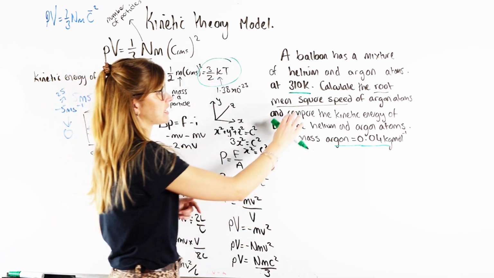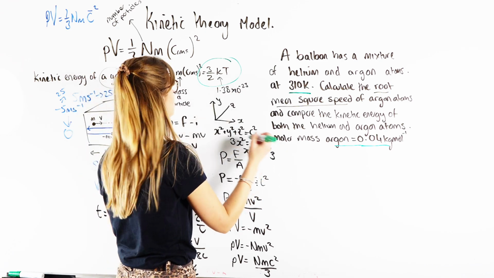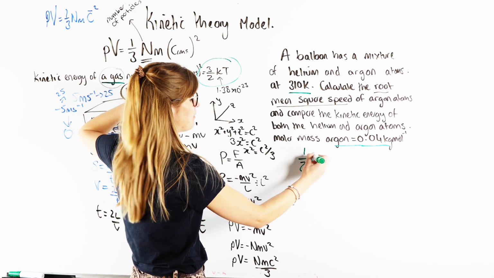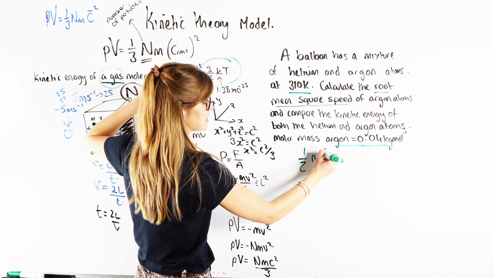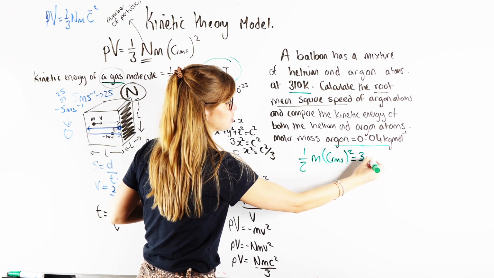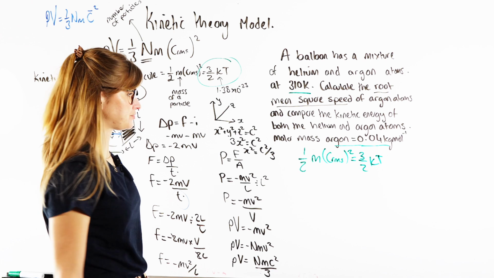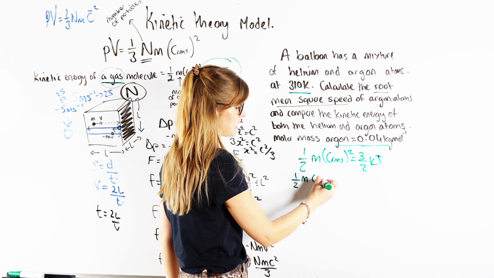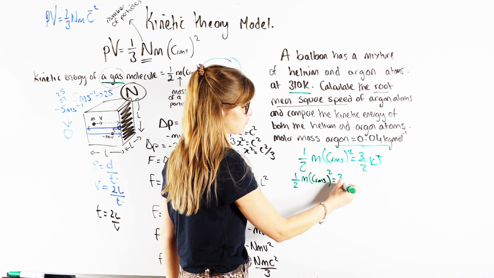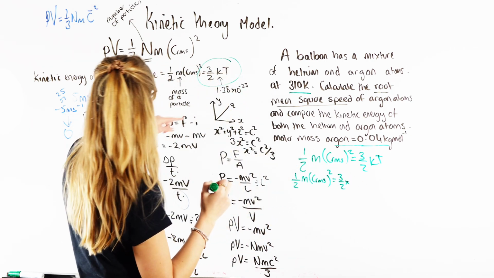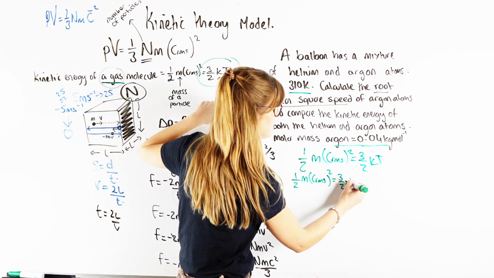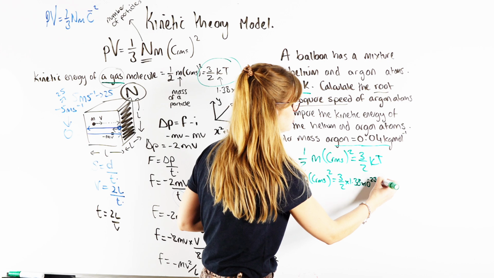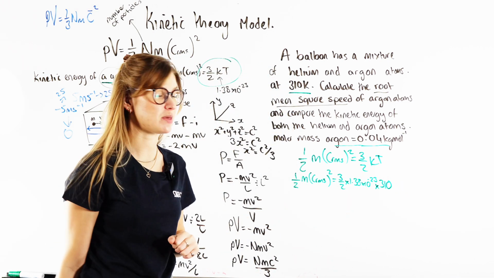So to calculate the root mean square speed, because we're looking at the kinetic energy of a single gas molecule, 1/2 of the mass times c_rms squared is equal to 3/2 k times T. So that's what I have now. Popping in my numbers: 1/2 of the mass times c_rms all squared is equal to 3/2 times the Boltzmann constant, which is 1.38 times 10 to the negative 23, multiplied by the temperature, which was 310 Kelvin, because remember temperature has to be in Kelvin there.